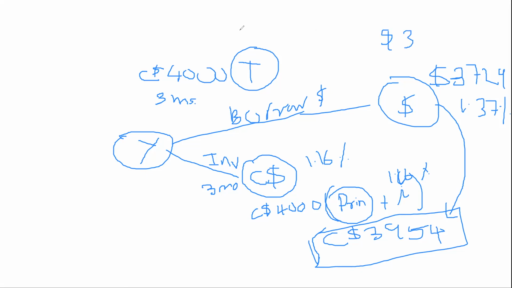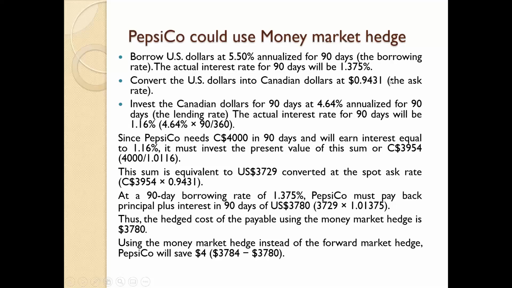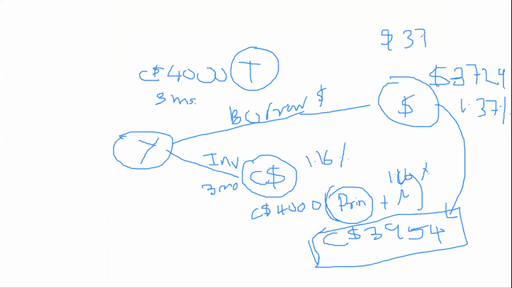Let's move into the slide and see. $3,780. Right? Now this is your total money market hedging cost. On the other hand, this person can go with the forward market hedging.